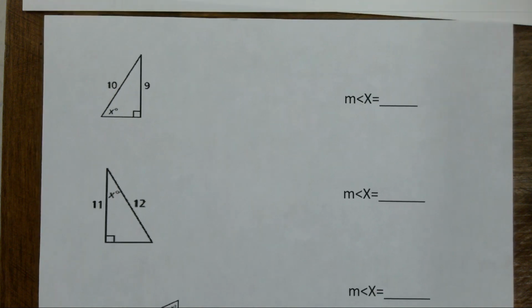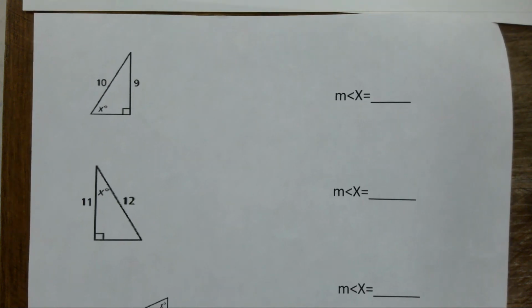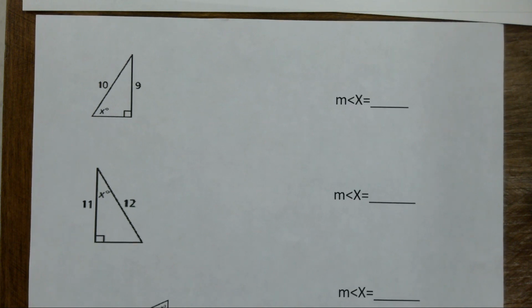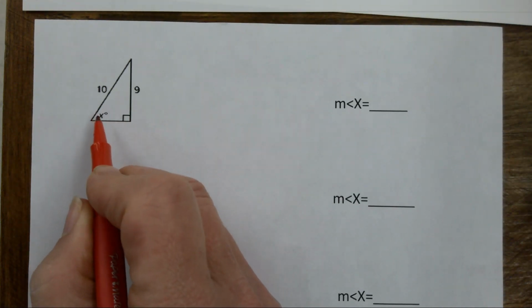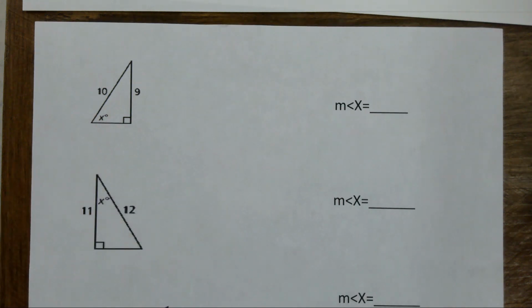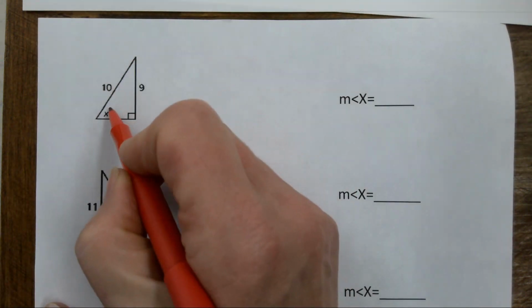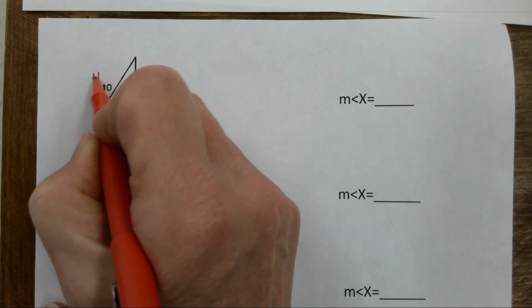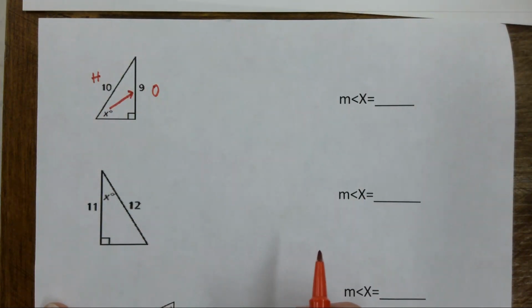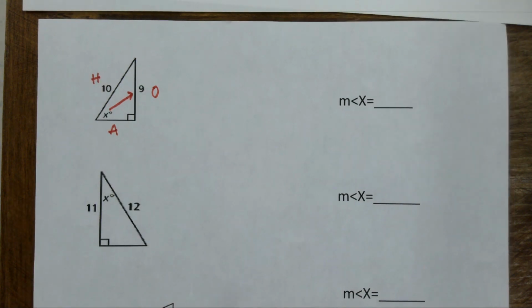These are not given with vertices labeled in a triangle like the last ones, but instead they indicated the angle of interest with an X in the corner. So I'm going to work it the same way. The angle of interest, I'll start by finding the opposite side. The hypotenuse is always across from the right angle. The adjacent is the one that's missing, or is the remaining one.